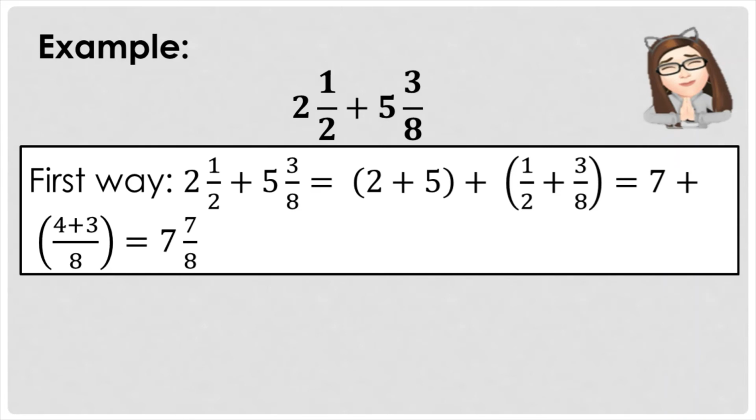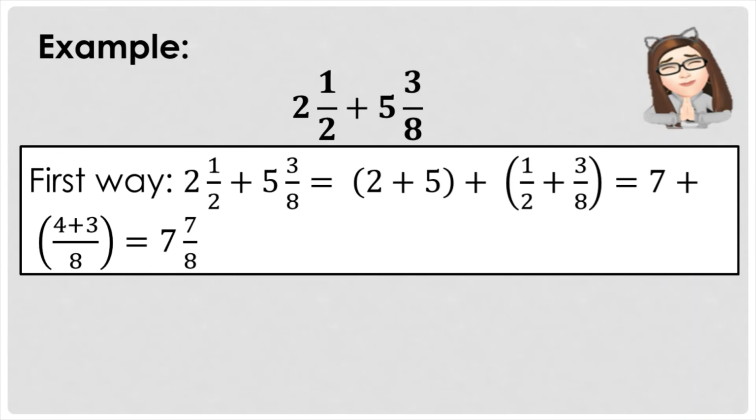8 divided by 2 is equal to 4. And 4 multiplied by 1 is equal to 4. So we have 4 over 8 for 1/2. Now, 8 divided by 8, we have 1. And 1 times 3 is equal to 3. So we have simply 3 over 8.